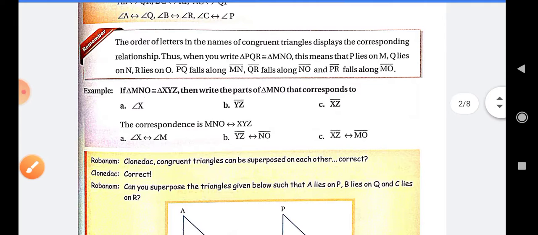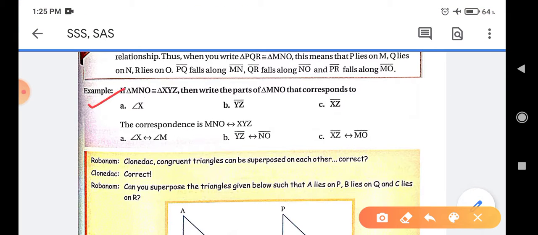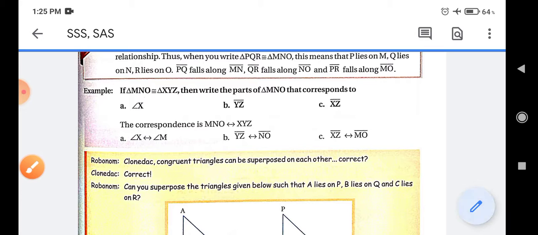Next is an example. If triangle MNO is congruent to triangle XYZ, then write the parts of triangle MNO that correspond to angle X. Which angle is corresponding to angle X? Angle X is written at the start of this triangle, and at the start of the other triangle there is written M. So angle M and angle X are corresponding to each other. So we can say that angle X corresponds to angle M. Similarly, YZ. What is the corresponding part of YZ?